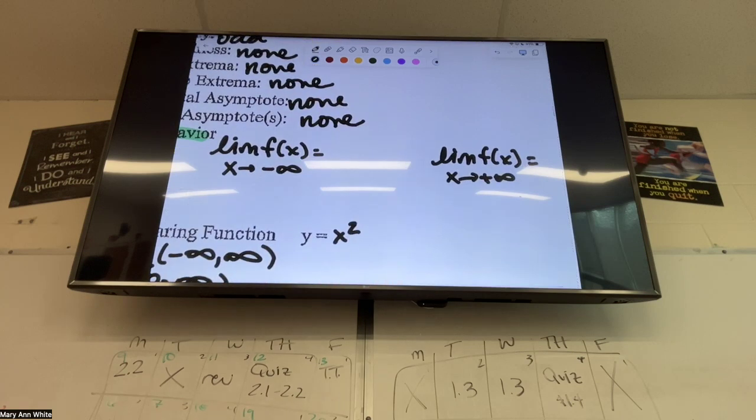I'm writing LIM, like limit. I just do it in a little bit of a cursive letter. So LIM and then f(x). There's no neater than what I did.